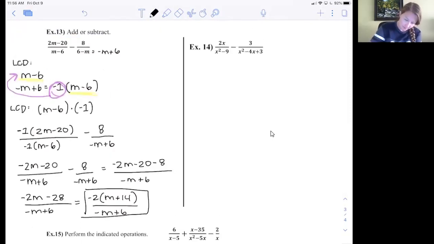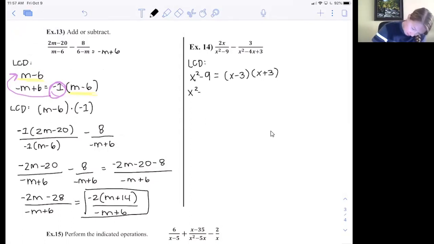Okay, this one up here. So for steps, I'm going to find my LCD. So I'm going to look at x squared minus 9, and I can factor that into x minus 3, x plus 3. And then the second one, x squared minus 4x plus 3, and that can factor into x minus 3, x minus 1.